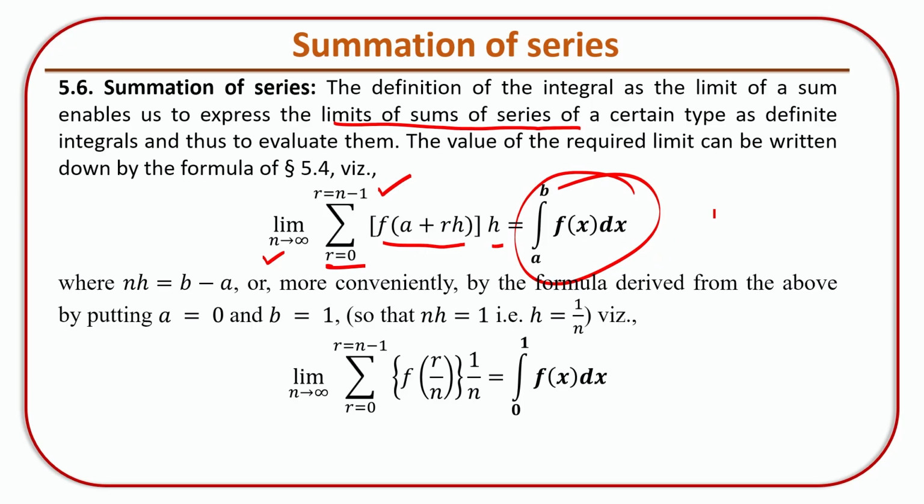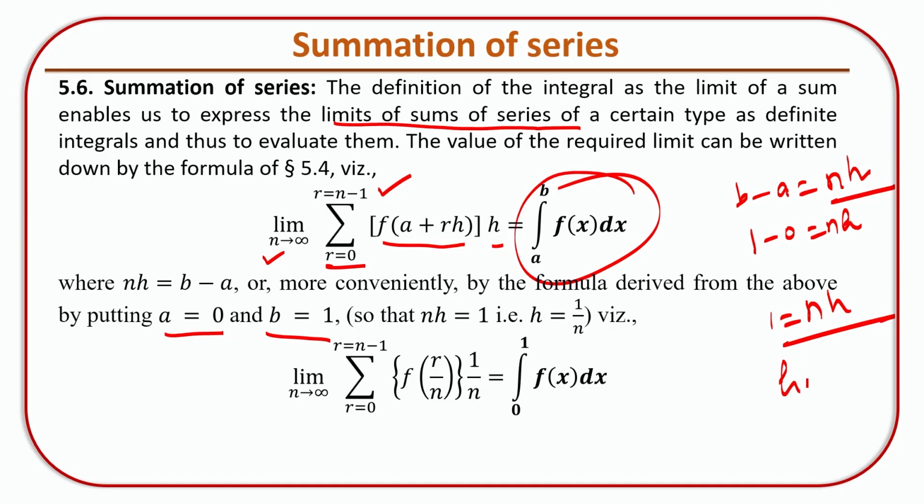And remember that B minus A is nothing but N into H. N is the number of equal subintervals. So more conveniently, by the formula derived from the above, putting A equal to 0 and B equal to 1, we get 1 minus 0 equal to N into H. So 1 equal to N into H, right? So H is nothing but 1 by N.